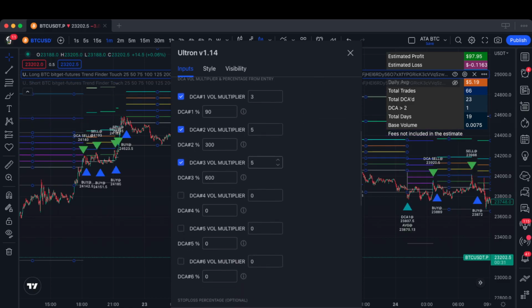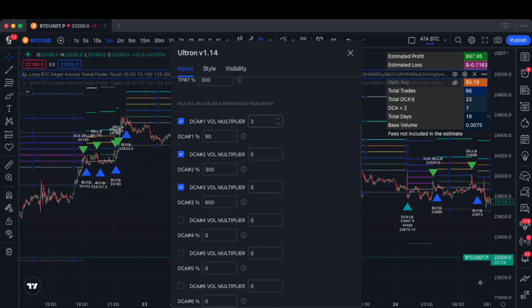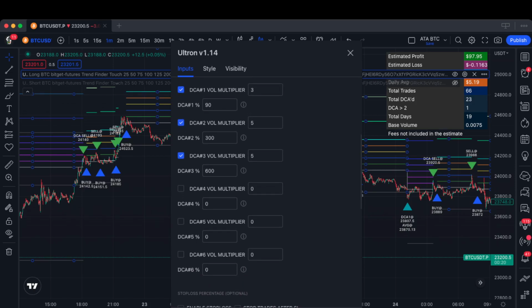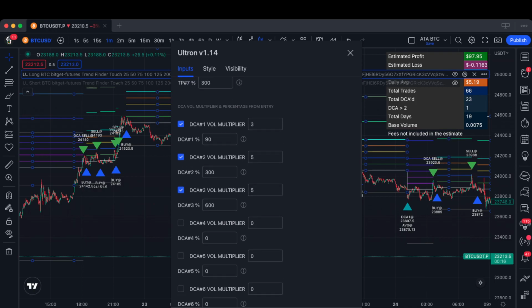If you want to add more DCAs, you can spread these numbers out. So you have 5, 5, and 3, so it's 13. So you can do 3, 3, 3, 3, like down until you get to 13, right? And so how you mix that up, that's up to you.